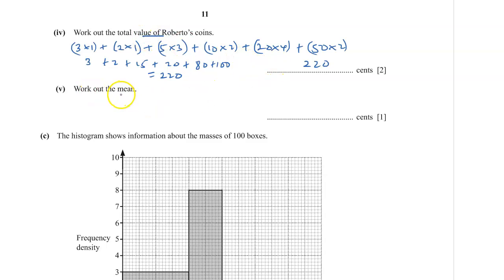Work out the mean. Mean is equal to sum of xf over sum of frequency. Our frequency is 15, so this is 220 over 15, and this gives us 14.7.